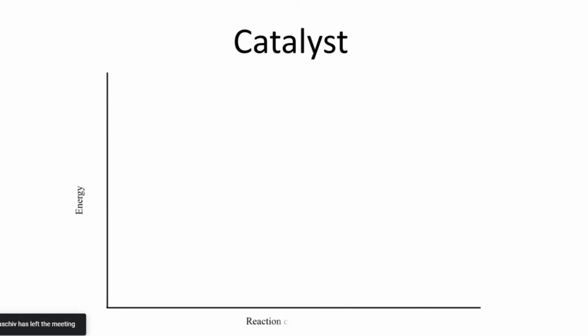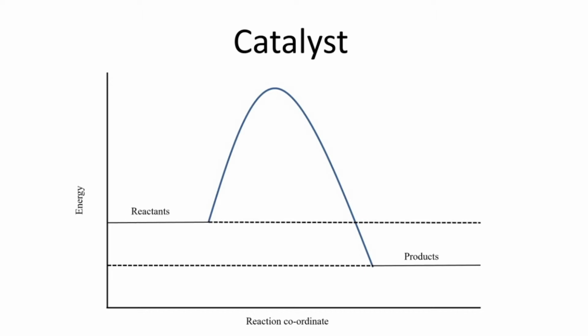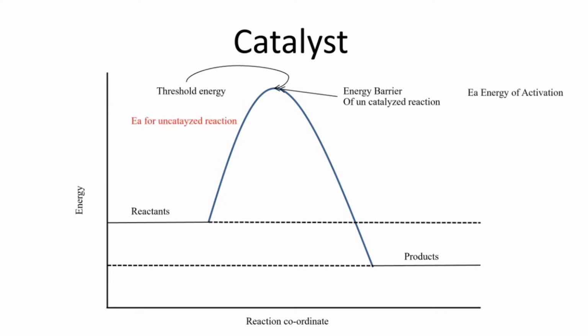So we already know the graph for the reactants and products in terms of the energy changes associated with it. This would be a regular graph for a reaction. We have seen threshold energy, the energy barrier, and we know how to calculate the energy of activation. And so here, this is the value for the energy of the uncatalyzed reaction. So we're going to distinguish between a catalyzed reaction and an uncatalyzed reaction.